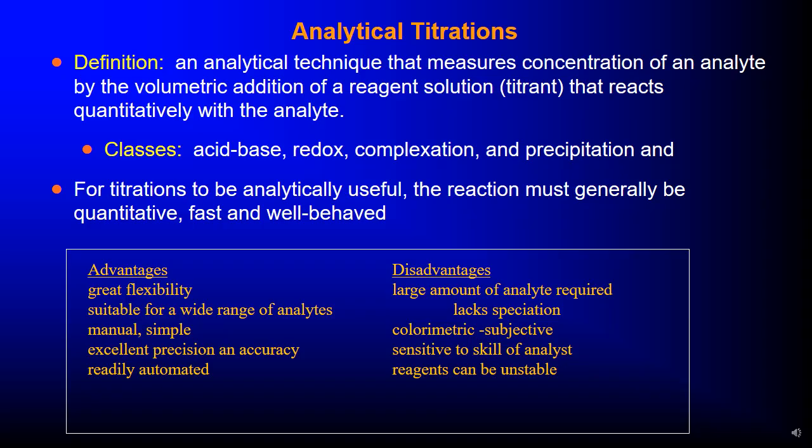So some of the advantages of analytical titrations: they are greatly flexible, suitable for a wide range of analytes. Then they are manual, simple, excellent precision and accuracy, readily automated. Some of the disadvantages are that a large amount of analyte is required, then lack of speciation, colorimetry is subjective and is sensitive to scale of analysis, and reagents can be unstable.